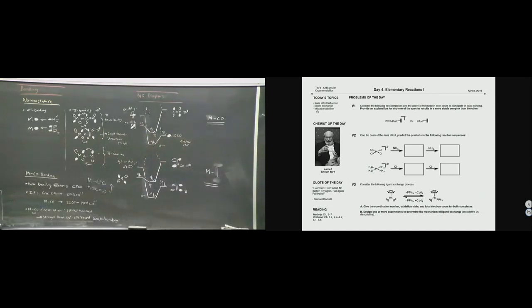Okay, problem of the day number 1 from the day 4 worksheet asks you to consider 2 metal alkene complexes, both of zirconium in different ligand environments, and asks you to think about back bonding in both of these cases and to rationalize why one case over the other yields a significantly more stable complex.